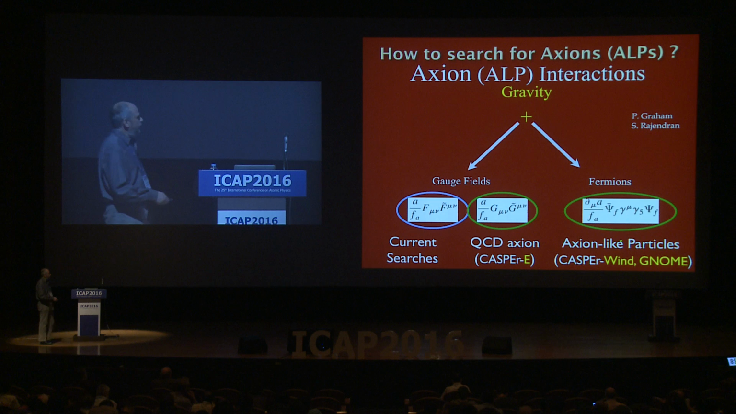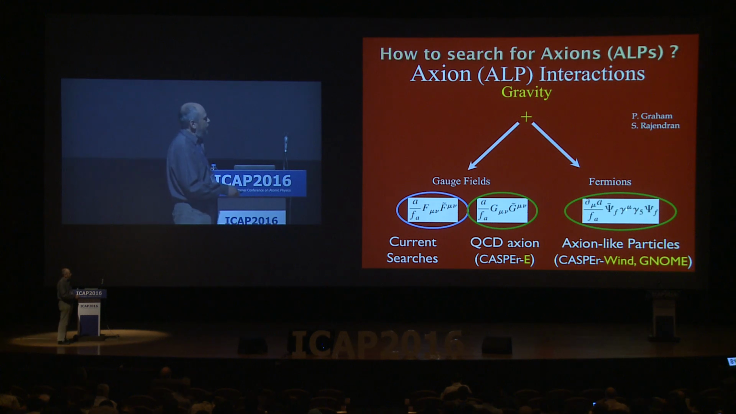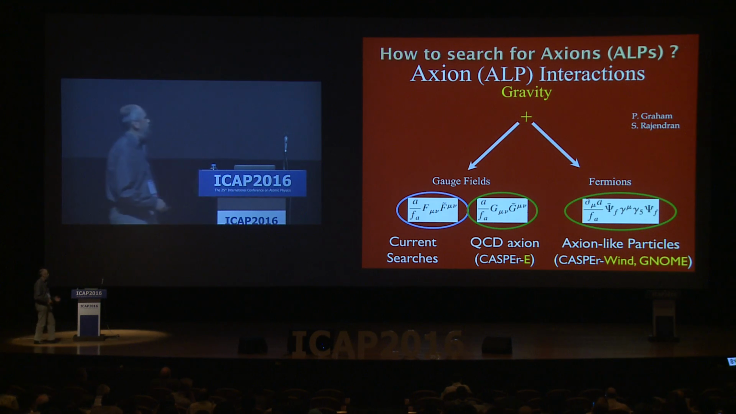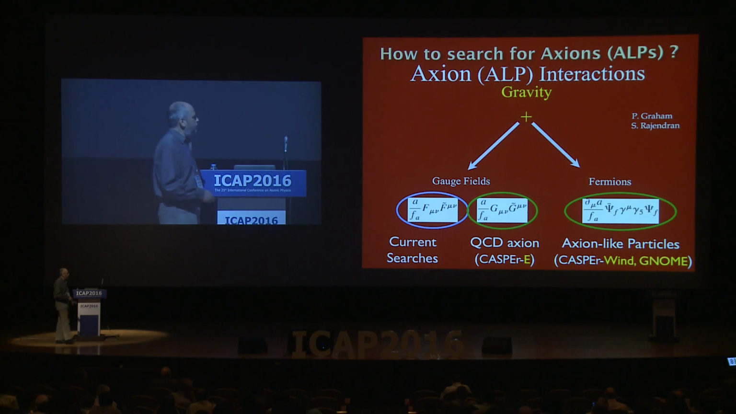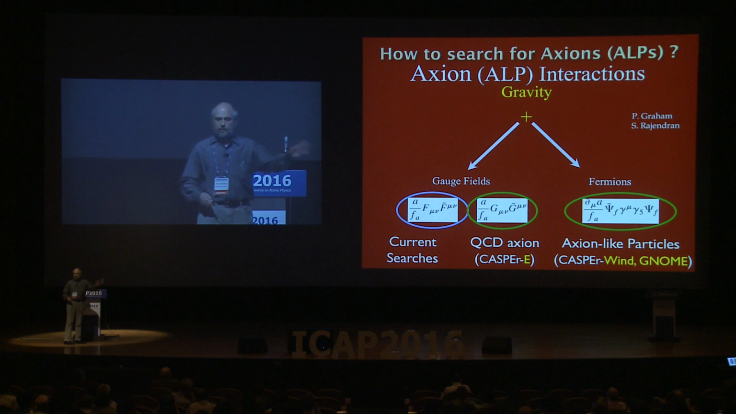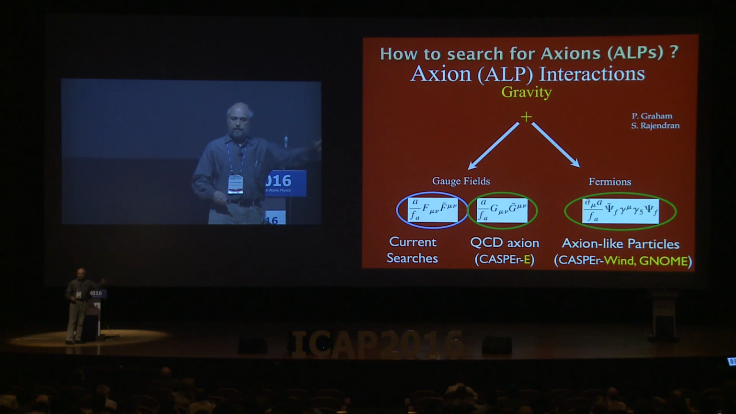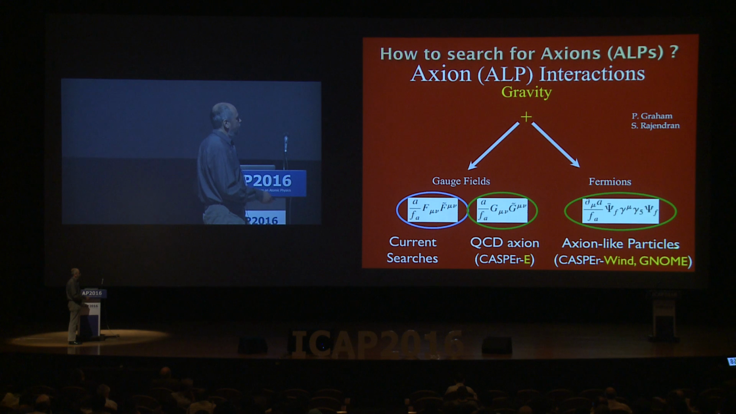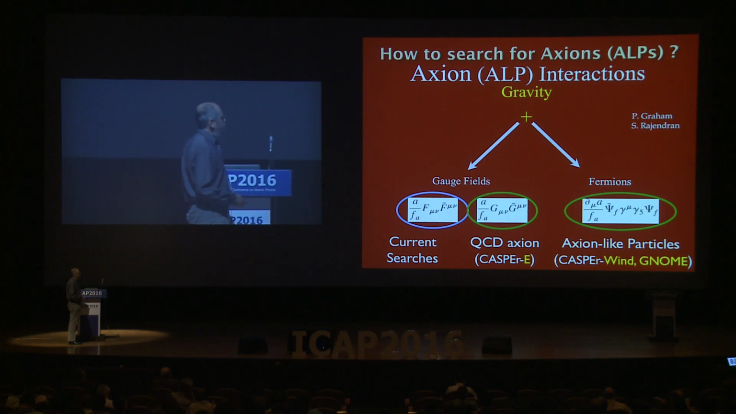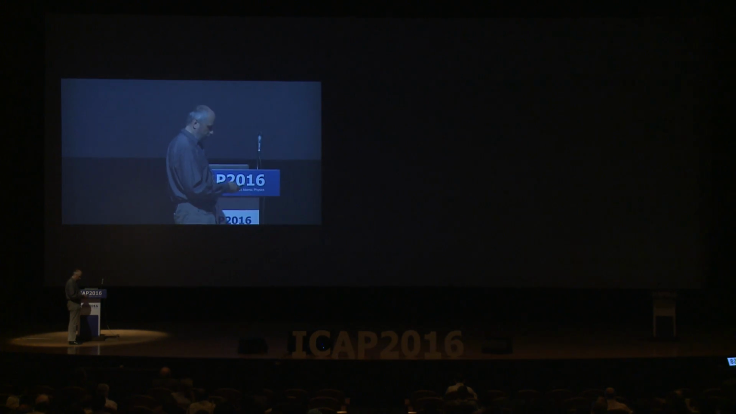Finally, there could also be another type of interaction that's called the derivative interaction, which contains not the field itself, but its relativistic derivative here. And this produces a quasi-magnetic field that can rotate spins of particles. And this is the interaction that is used in the CASPEr-gradient and GNOME experiments.